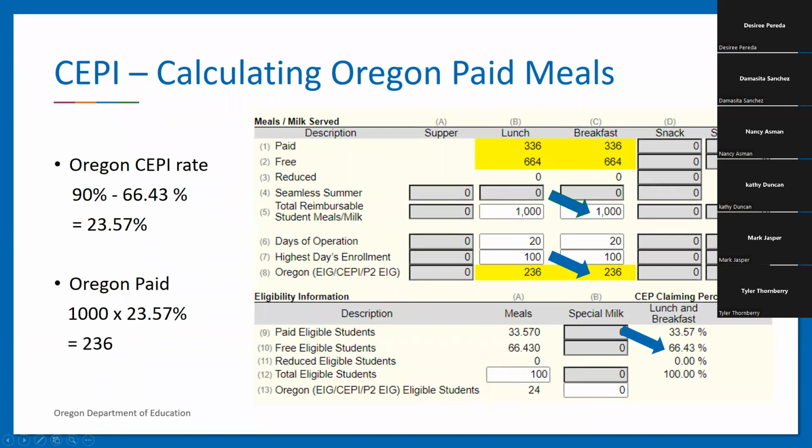Now we'll talk about how CEPI is applied. To calculate the number of Oregon paid meals for CEP schools, the Oregon CEP incentive rate must first be calculated. As shown, the difference between the CEPI target of 90%, which is the maximum rate CEPI will supplement, minus the CEP federal free rate of 66.43 for the school, is 23.57. In this example, the Oregon CEPI meals would be the total reimbursable student meals, 1,000, multiplied by the Oregon CEPI incentive rate of 23.57, resulting in 236 Oregon CEPI meals.